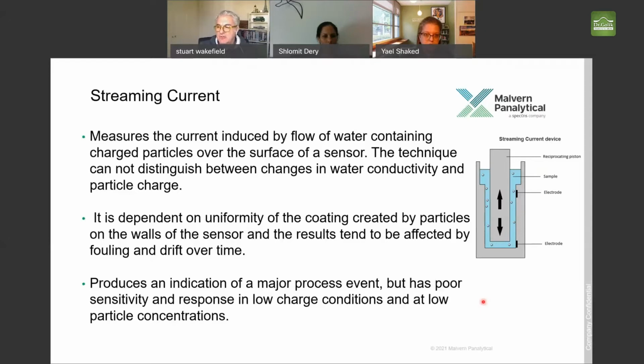So it's a very good tool for indicating a major process event in your water treatment plant, but it's not very good at long-term or real-time prediction or control.